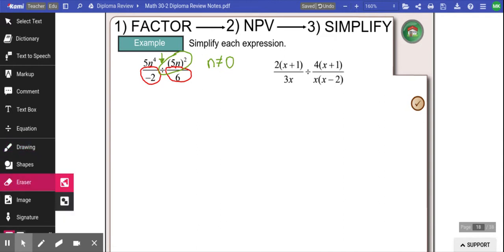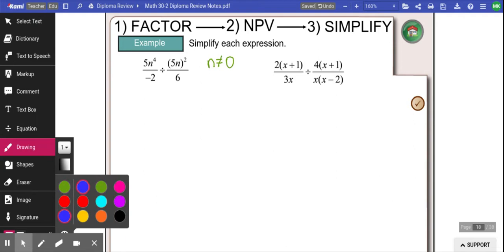Fantastic. That was step 2, NPV. Step 3 is simplify. When you have a fraction divided by a fraction, it's really hard. So we have a way of making it easier. What we do with fractions and fractions is we kiss and flip. Kiss means you take the division symbol and you change it to a multiplication. Flip means you take the second fraction and you flip it upside down.